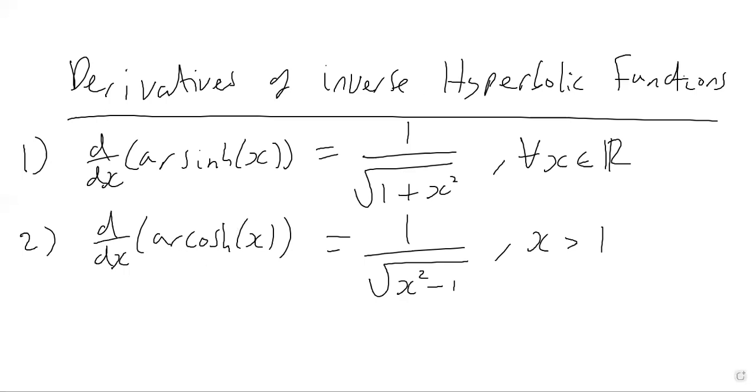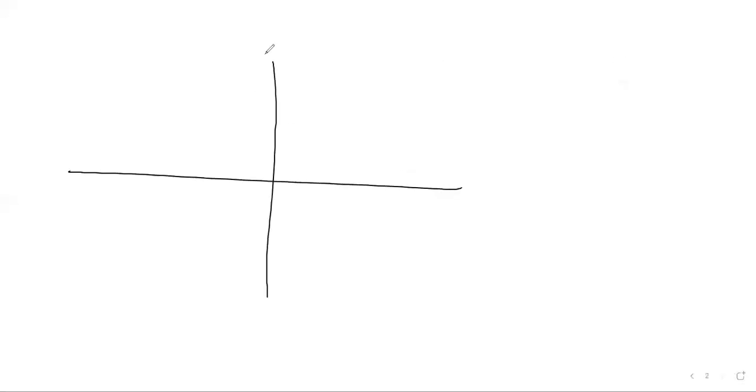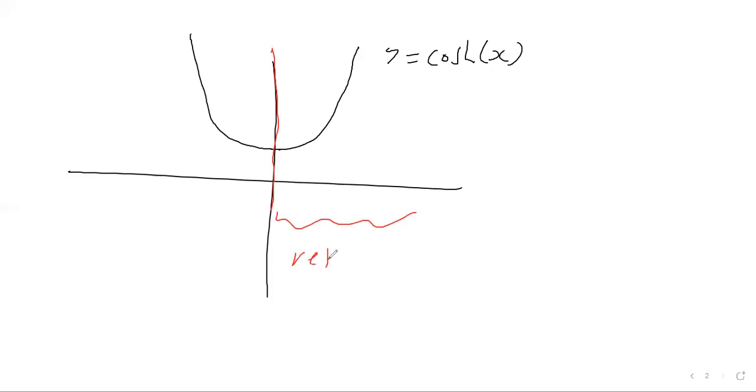So if we think about a COSH function sketch, COSH kind of looks like this. This is y equals COSH. Clearly, COSH of x is not an injective function for all real values. So we had to restrict the domain to this part here.